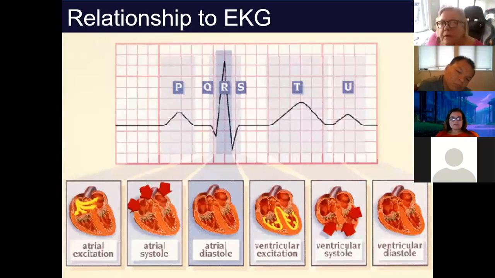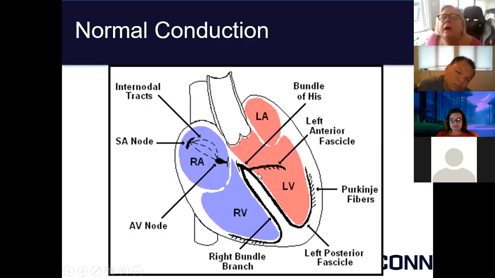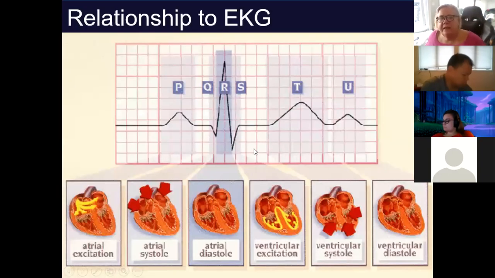Sorry, Carolyn, can you repeat which one was the first-degree heart block? A delay in conduction from the SA node to the AV node. That's what I thought. Yep, that's okay. And we'll see that again.